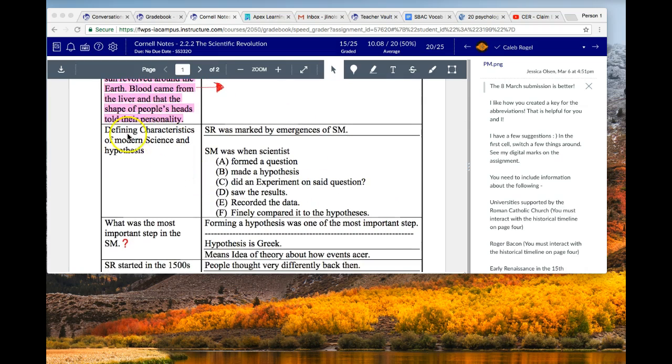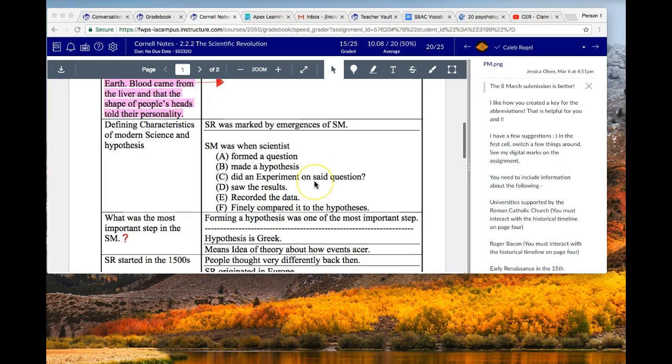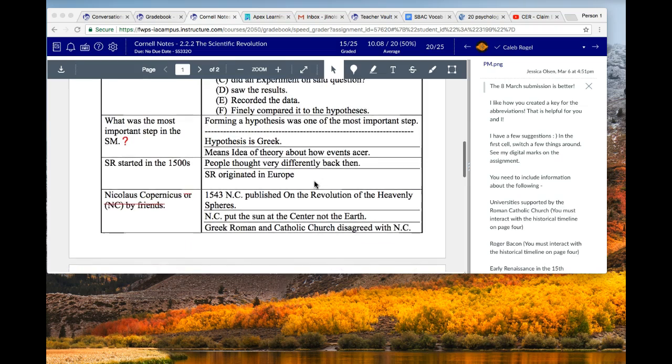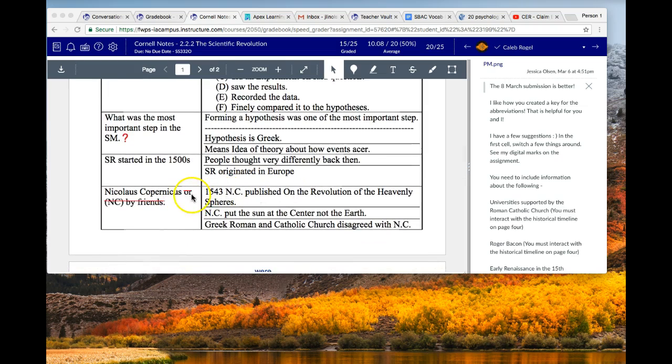This part is good right here, defining characteristics of modern science, and then you have written the steps to the process. That is good. So here, because you've already created a key, you don't need to put this. You can just write Nicholas Copernicus, or in history, it's always okay to go with famous people's last names. So if you wanted to, you could just write Copernicus.